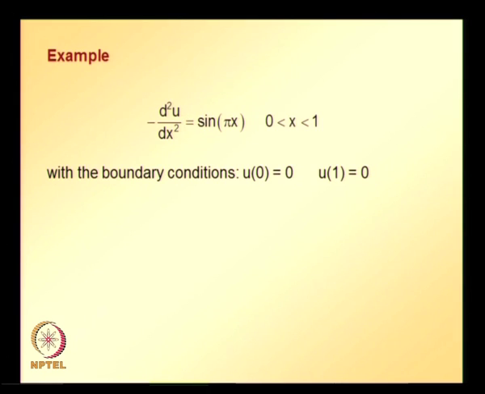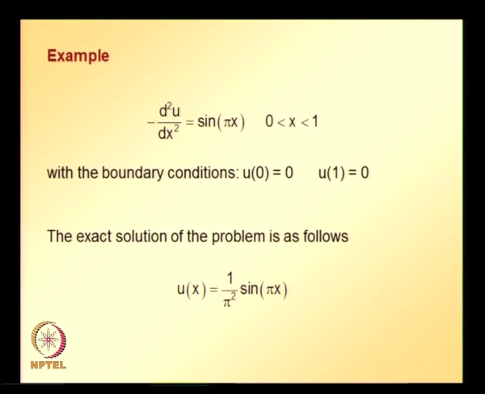Anyway, we can solve this problem exactly by integrating it twice and getting the integration constants by substituting the boundary conditions. When we do that, the exact solution of the problem turns out to be this, and this exact solution is going to be used for comparison purposes with the solution of other approximate techniques that we are going to look at.